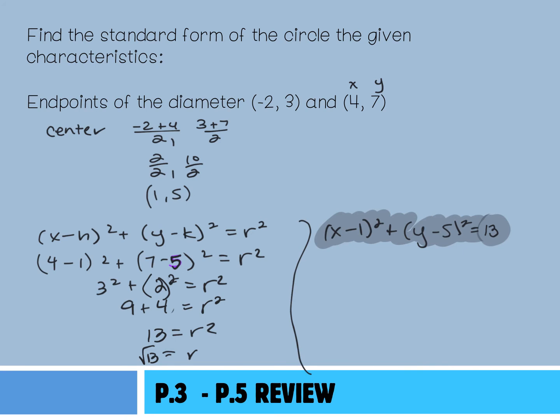Then came the standard form of the circle. We didn't do this in last week's part, but we've done circles in the conic sections, and we did it all the way at the beginning of the school year. I think we've done circles three times by now. The endpoints of the diameter are given. You need the center, so I find the midpoint, which is (1, 5).